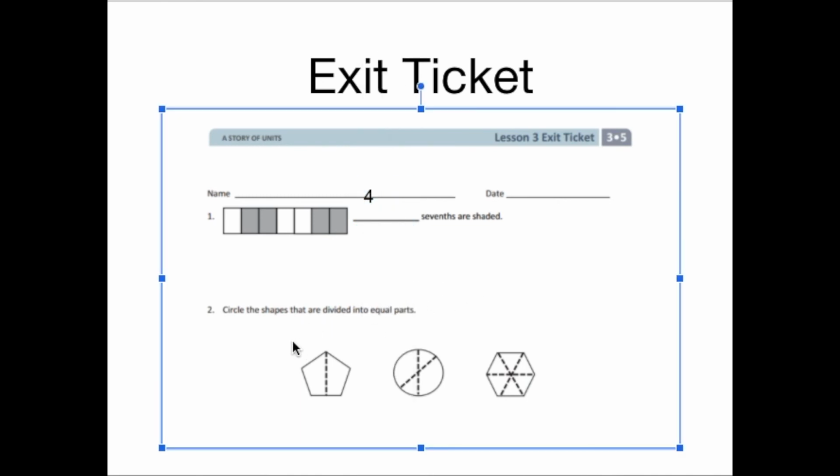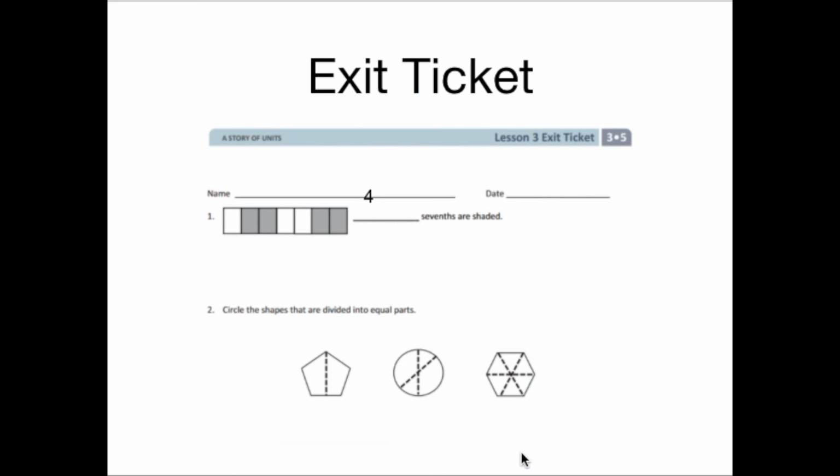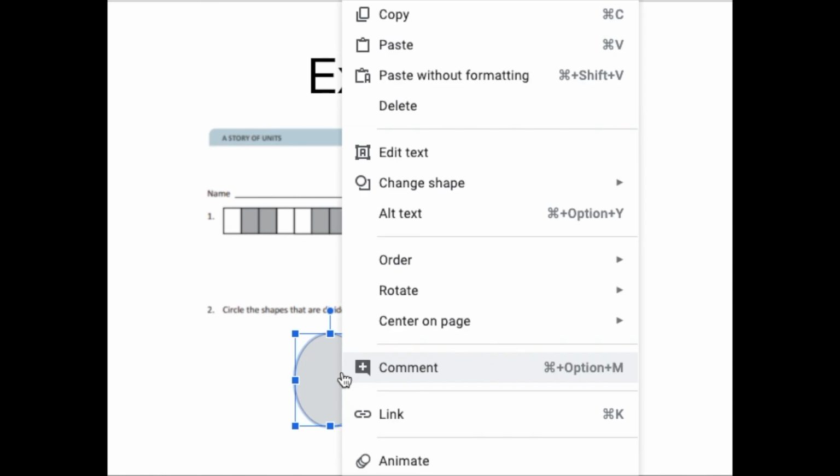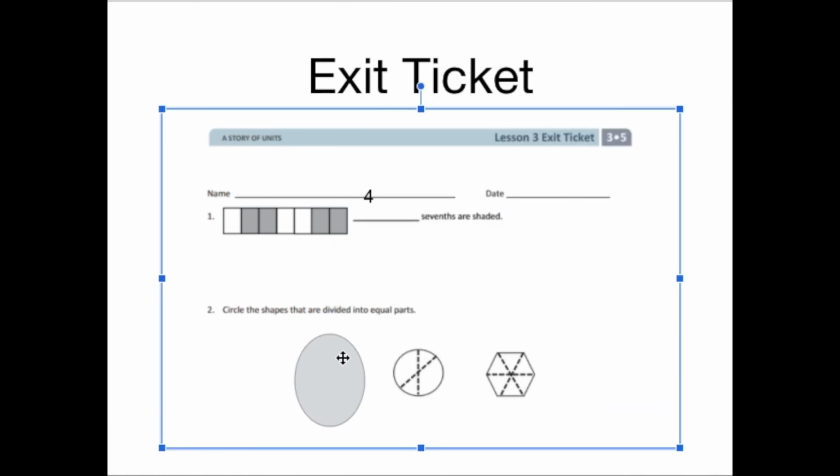Number 2 says circle the shapes that are divided into equal parts. So remember, an equal part, all the parts have to be the same size. So if I look at this pentagon right here, it's cut up into halves, and both sides are equal parts. It's divided into equal parts. So I can go ahead and circle that one. Well, let's pretend it got circled.